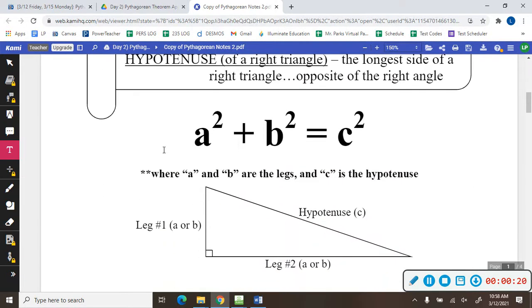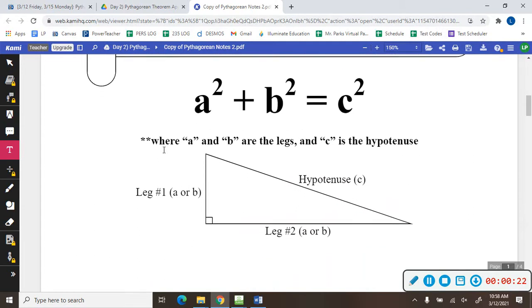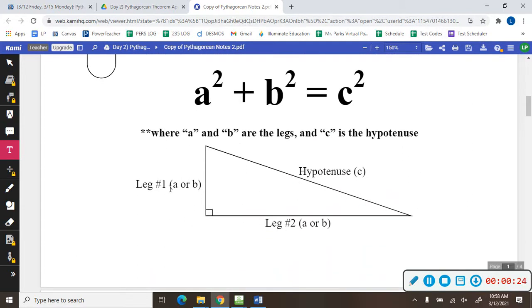The a squared plus b squared is c squared, where a or b is leg number 1, and a or b is leg number 2. It doesn't matter which one's A and which one's B, but the hypotenuse must be C.